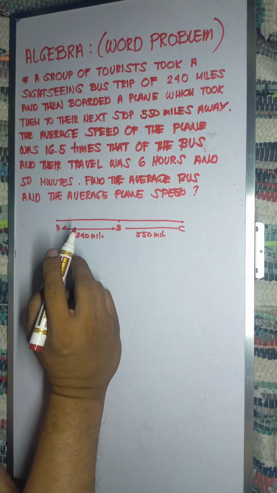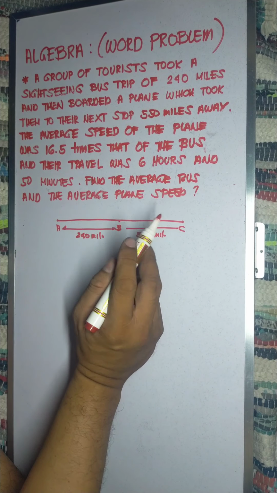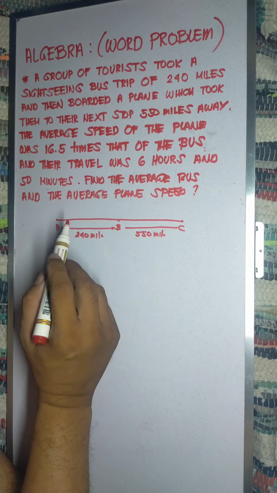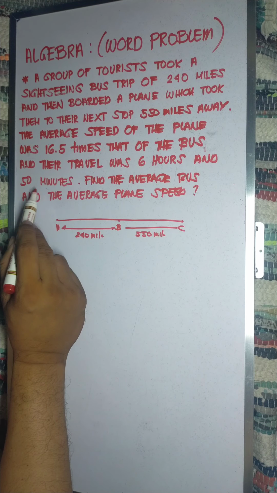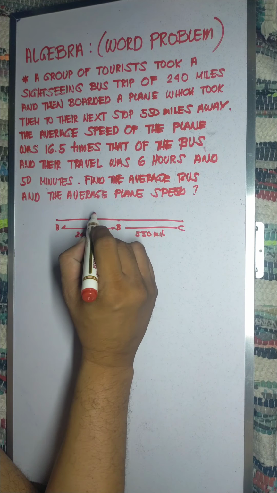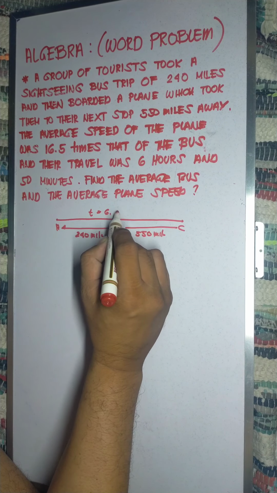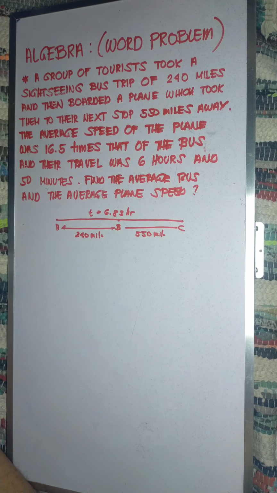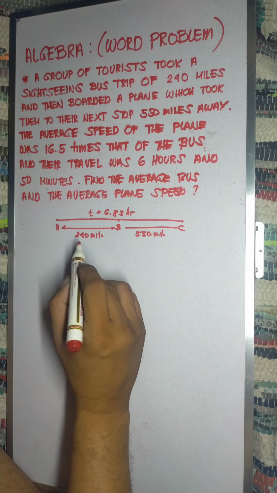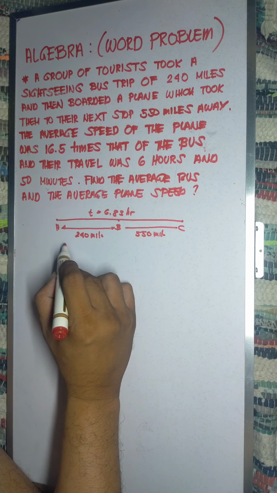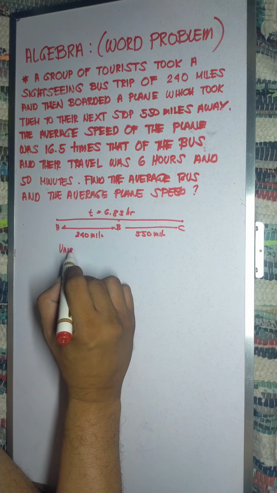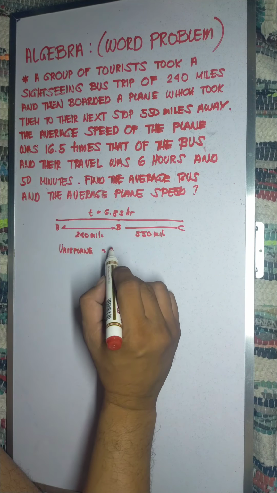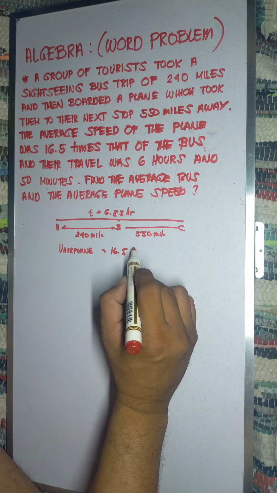It says here that the time traveled is 6 hours and 50 minutes. This 6 hours and 50 minutes will be converted to decimal, and will become 6.83. So the total travel time is 6.83. Where did I arrive at 6.83? 50 minutes divided by 60 is equivalent to 0.83. Therefore, the velocity of the airplane, from the problem, is 16.5 times the velocity of the bus.